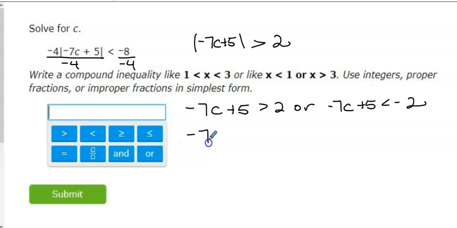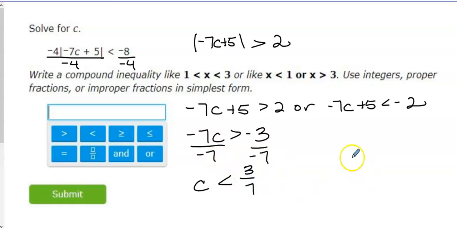Subtract 5, negative 7c. I think it's going to switch the other way, but that's okay. Negative 7c is greater than negative 3. Subtract 5 on both sides. It is going to end up switching, but I think we're still going to have an or statement. Let's see. Divide by negative 7. C is, and then I have to switch this again because I just divided by negative 7. C is less than 3/7.